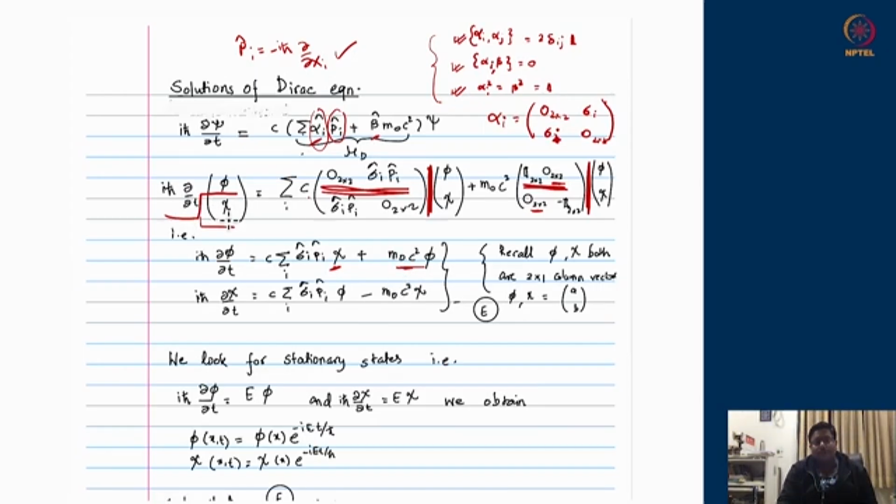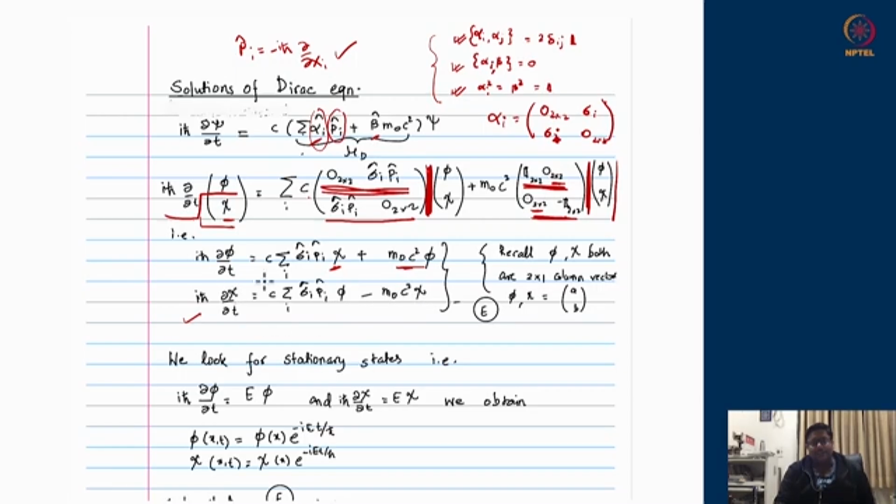Similarly, for getting the lower doublet χ's differential equation, I should look at this block multiplying the block here and the lower block here multiplying the full column vector here, which will give rise to this differential equation. iħ ∂χ/∂t is equal to c times σ·π acting on φ this time, and minus m₀c² χ.